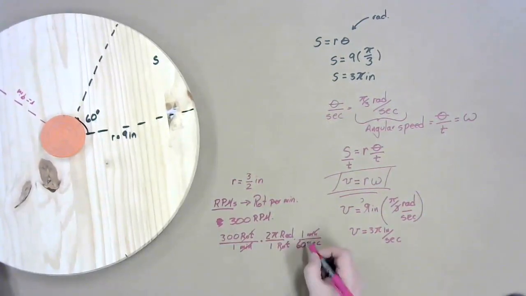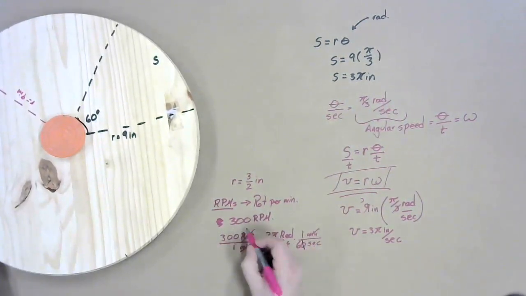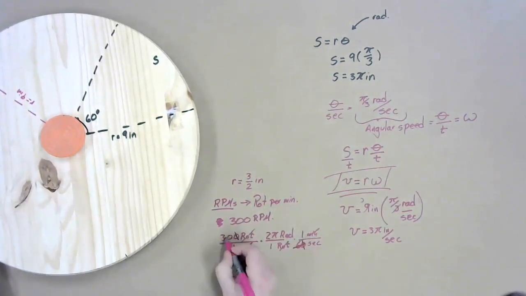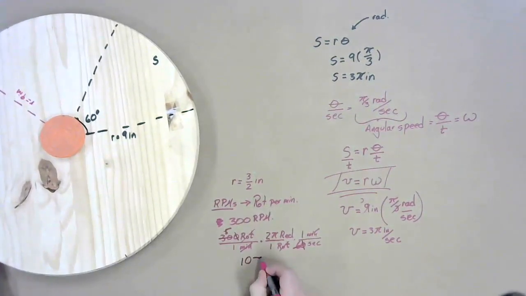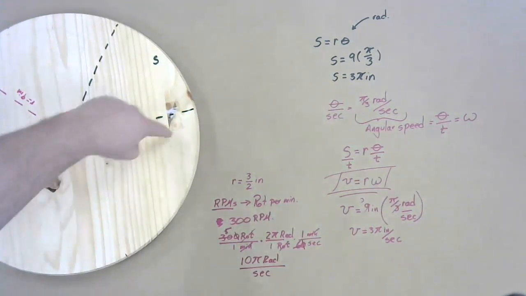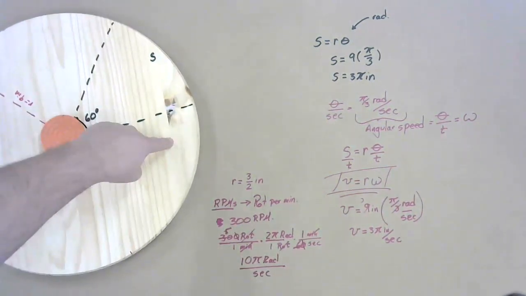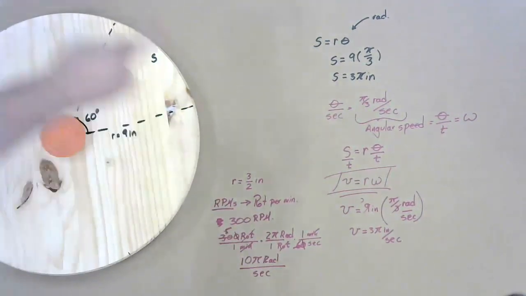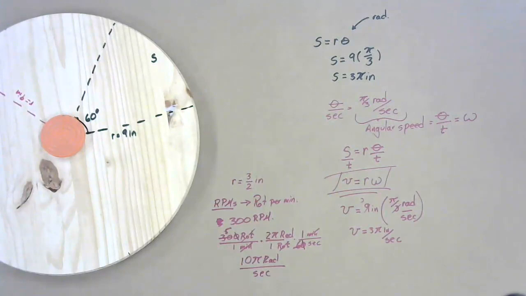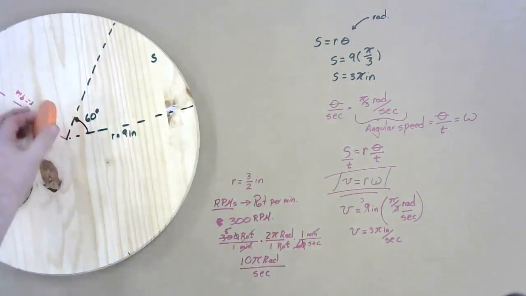So I'm going to clean this up a little bit first. Let's see. The times cancel, 6 goes into 35 times. So that'll be 10 pi radians per second. So that's pretty fast. Every second it's going through 10 pi radians. 2 pi is a rotation, so that's 5 rotations per second. This thing's spinning pretty fast. 300 RPMs is pretty fast for a little circle anyway.